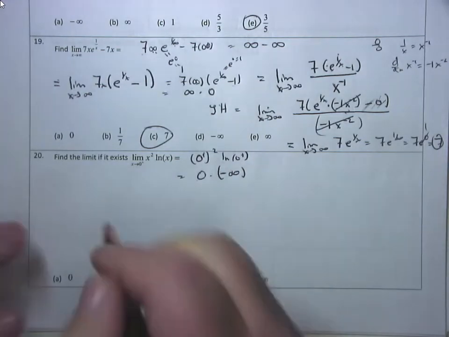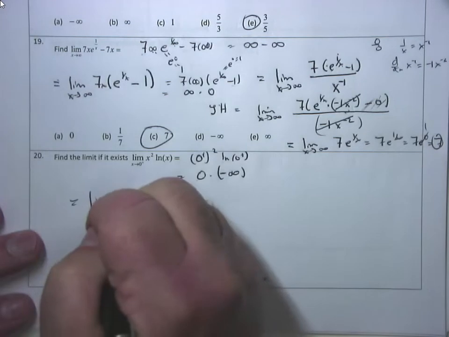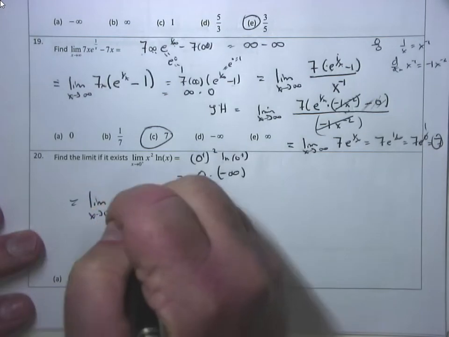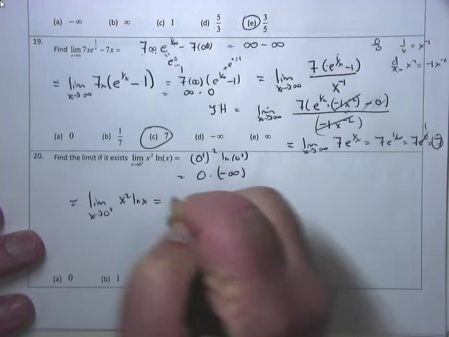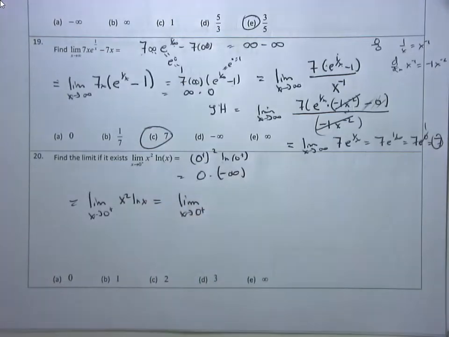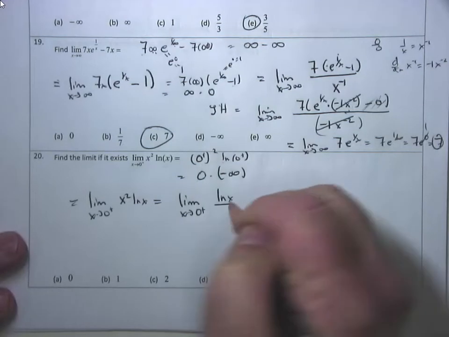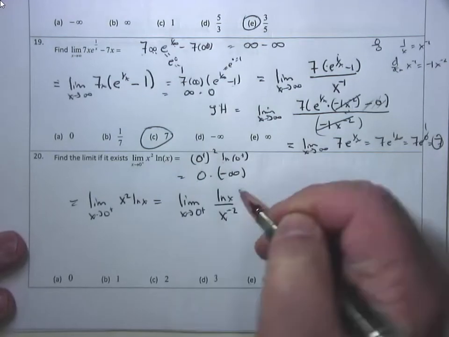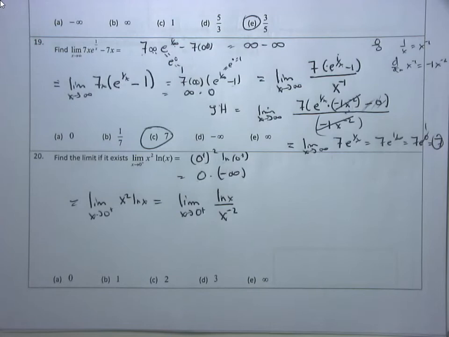Which means the trick is to take this problem, limit as x approaches 0 on the plus side of x squared times the natural log of x, and I got to put one of these two guys in the denominator. Which guy? You got only two of them, x squared or the natural log of x. What's the easiest thing to stick in the denominator? X squared. All I got to do is make the exponent negative. So this would be the natural log of x over x to the negative 2. When I move it to the denominator, the exponent is negative.